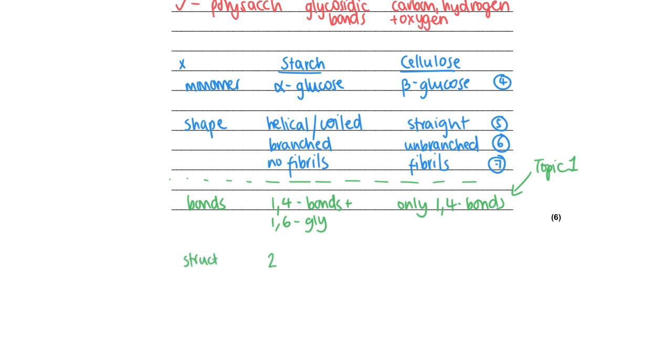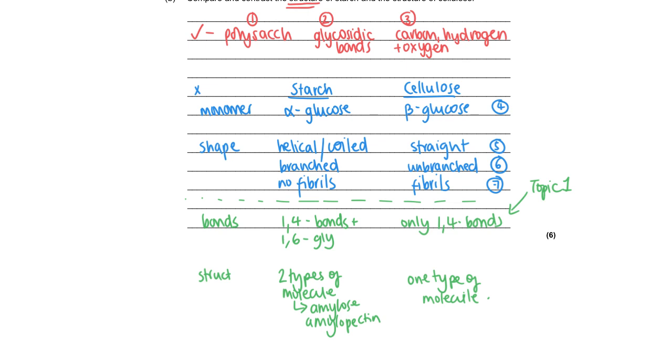You could have said that starch is made of 2 types of molecule. If you wanted to be specific, you could have said about amylose and amylopectin. You didn't have to. Whereas the cellulose is only 1 type of molecule. That was all that you could have had. Hopefully, though, there were lots of different mark points, but remember, you needed to have at least one of mark point 1, 2, or 3, those similarities between them, to get the full 6 marks.